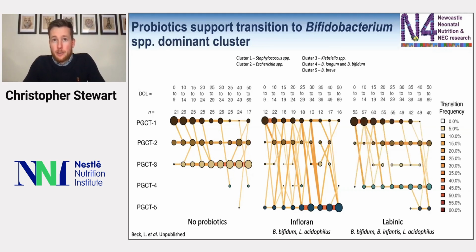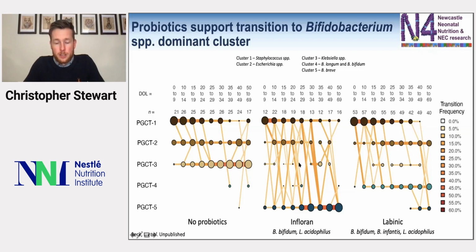And finally, after I think around 2017, we introduced Labinic or LB2 into the unit. And again, you see a very different profile from that to no probiotics, but also that to Infloran influence. So although the probiotics are very similar, the only difference being Labinic has an addition of Bifidobacterium longum subspecies infantis, you see that in those infants, they generally transition towards cluster 4, which is our B. longum, B. bifidum group.